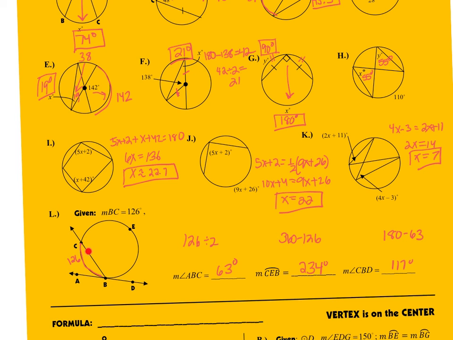That is angle CBD right here. If we knew already that this part right here was 63, and these two are supplementary or a linear pair, then we're just going to take 180 minus 63 to get to 117 degrees.